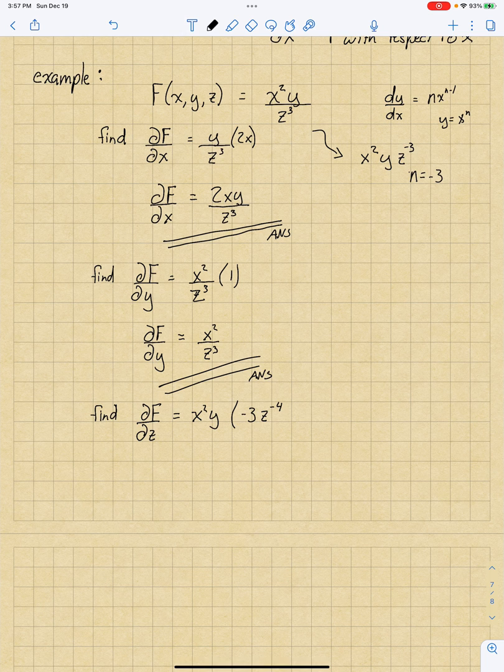We just simply take the negative 3 down, and then subtract 1 from that negative 3, and it becomes negative 4. And we can rewrite this in the following manner. This can simplify a little bit. This is negative 3 times x squared times y, and we can put that z back in the denominator and rewrite it as z to the 4. And that is, in fact, the correct answer.